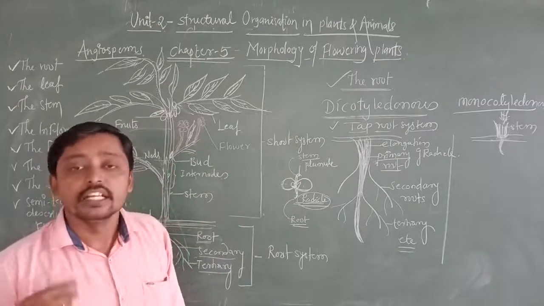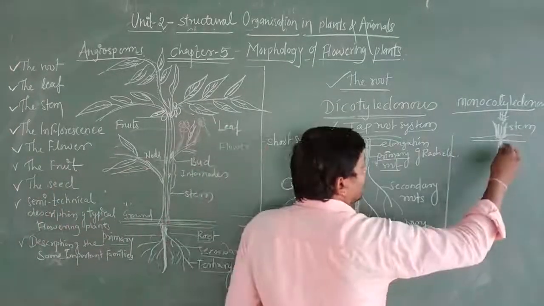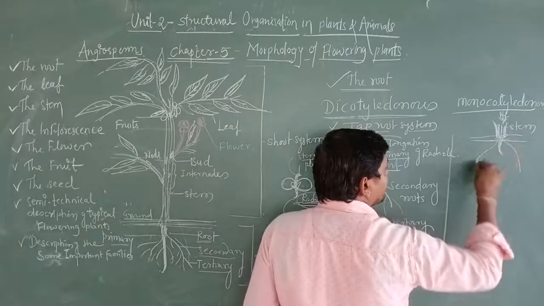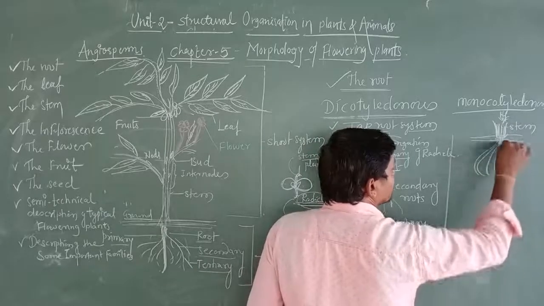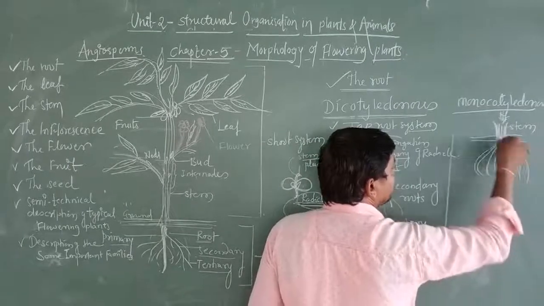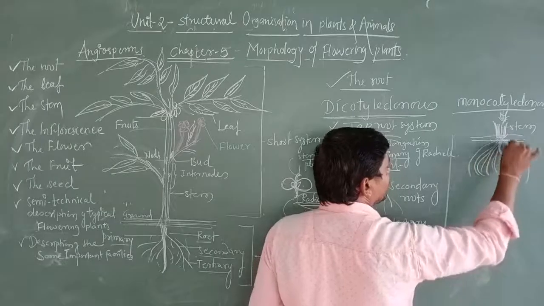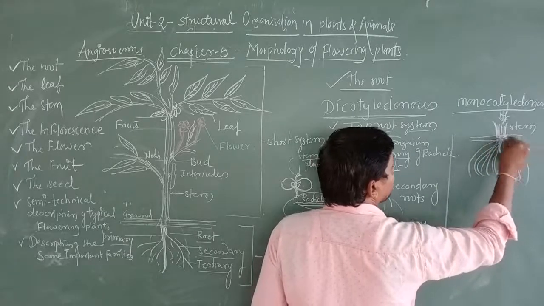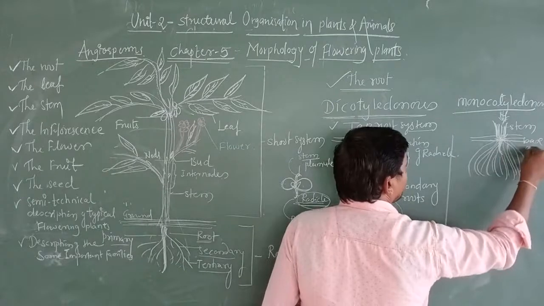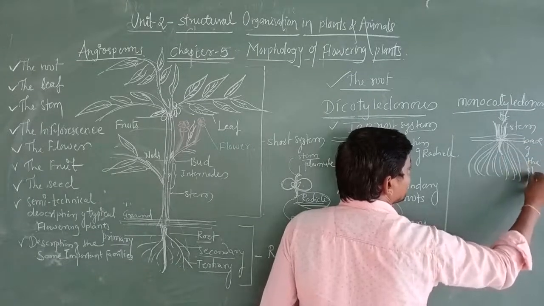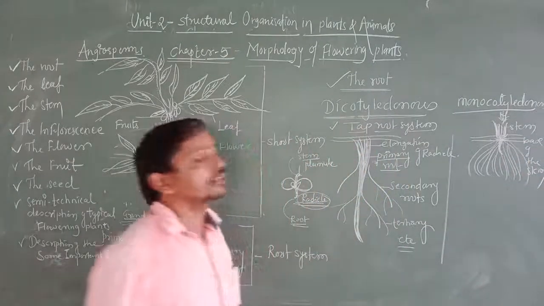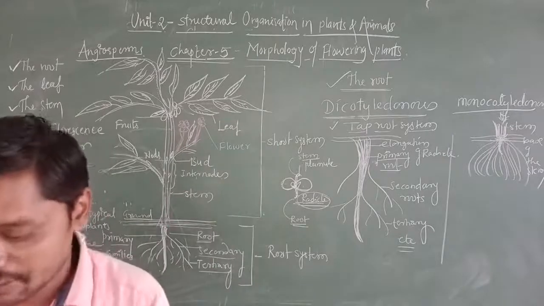This radicle is short-lived, and what is going to happen? In monocot, you are going to get many roots which develop from the base of the stem. Many roots are developed from the base of the stem.